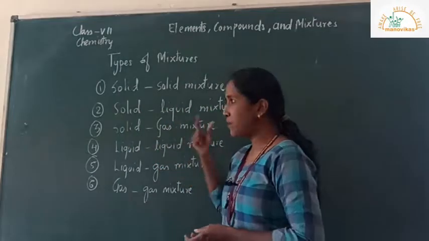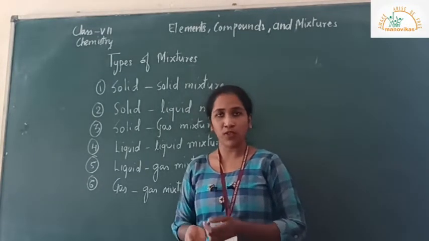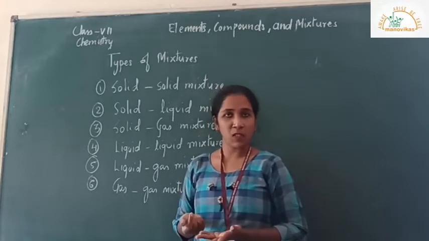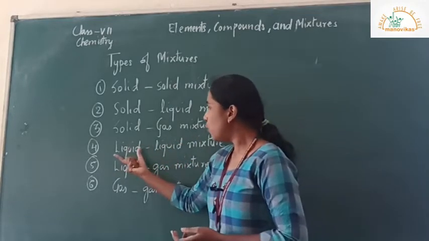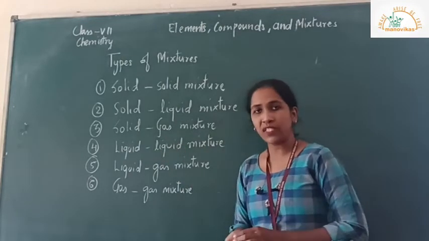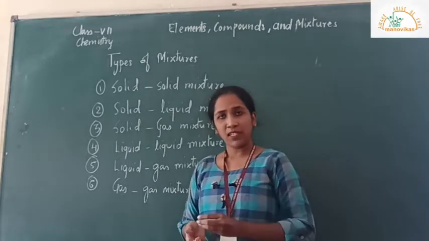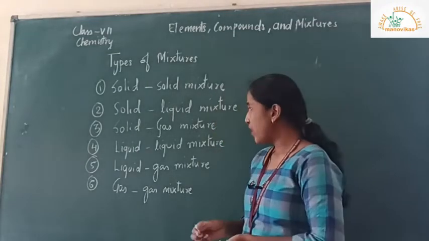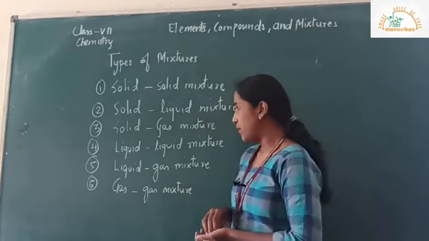Third is solid-gas mixture. For this we can give an example, that is smoke. Smoke contains gases, and dust particles are suspended in it. So it is a solid-gas mixture. Fourth one is liquid mixture. Here both the components are in the liquid state. We can take an example like water present in milk. So that is a liquid mixture. Then alcohol in water. Again that is a liquid mixture.